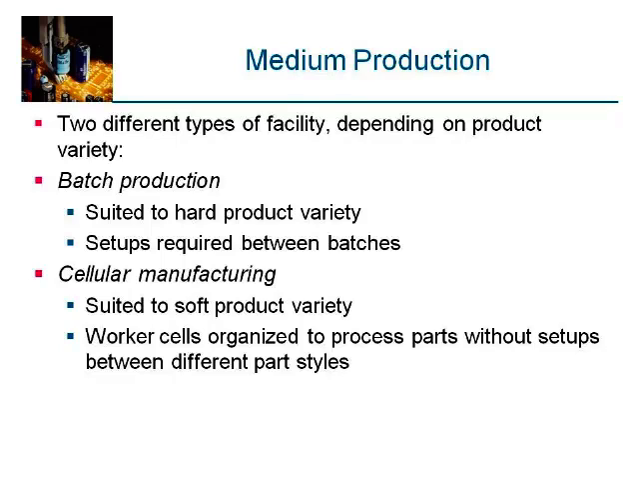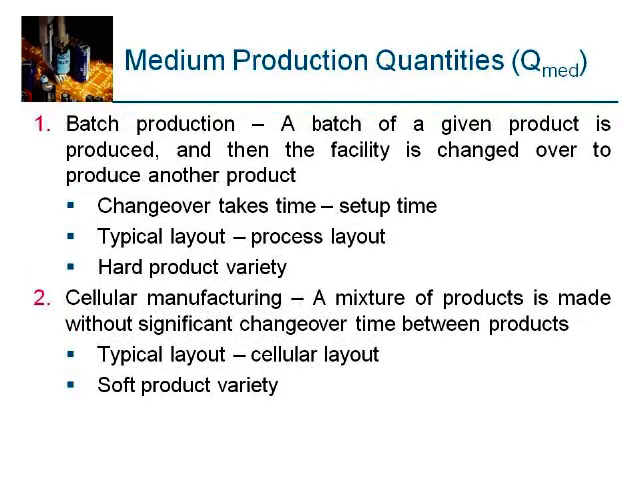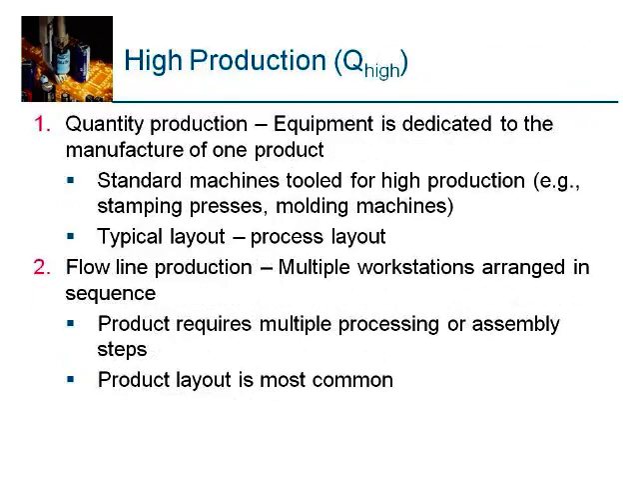Medium production quantities: one is batch production. A batch of a given product is produced and then the facility is changed over to produce another part. Changeover times, setup times are required. Typical layout is process layout, and hard product variety. Cellular manufacturing: a mixture of products is made with significant changeover times between products. Typical layout is cellular layout, soft product variety. Quantity production: the equipment is dedicated to the manufacturing of one product only, or mass production.